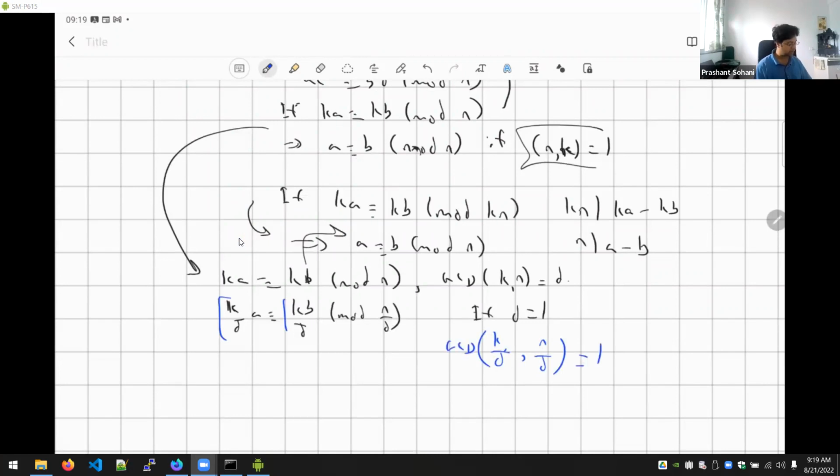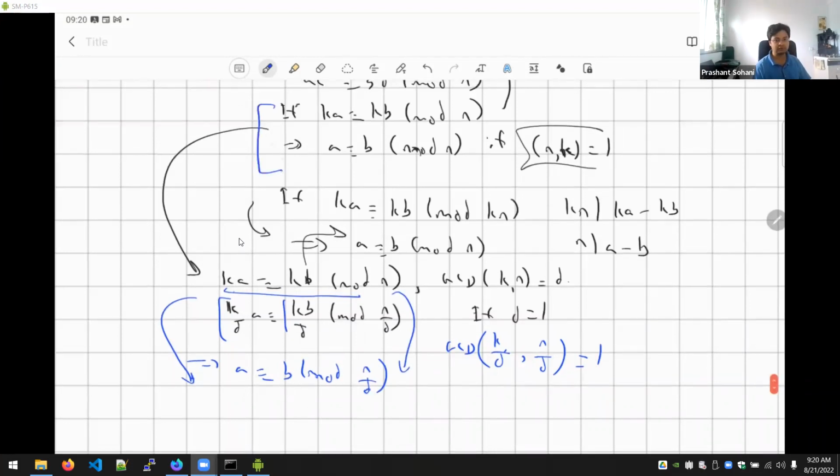So therefore, what we said earlier, that whenever the number is coprime to the modulus, we can cancel. So therefore, this implies a is congruent to b modulo n by d. So in fact, what this means is that if ka is congruent to kb modulo n, then you can safely cancel a copy of k from both sides as long as you change the modulus itself by dividing it by the GCD, right? So now you can see how this is a more general statement than what we did here.